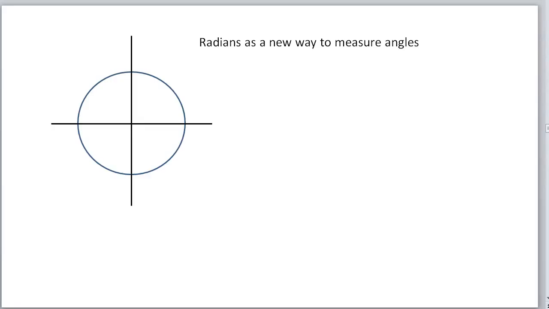Okay, now let's talk about radians. Radians is a new way of measuring angles. Just like when you measure lengths, there are two ways that you measure. You can measure things in meters, and you can measure things in feet. Somehow scientists and mathematicians realized that degrees is not always the best way to measure angles, so they made up a new kind of unit for measuring angles, and that's called radians.